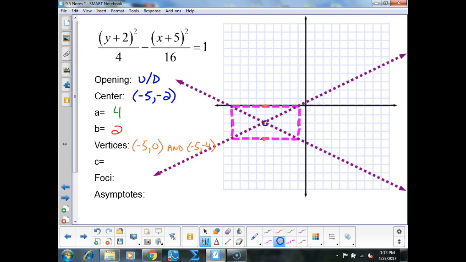C, square root of 20. Do I like the square root of 20? No. Is it 2 square roots of 5?